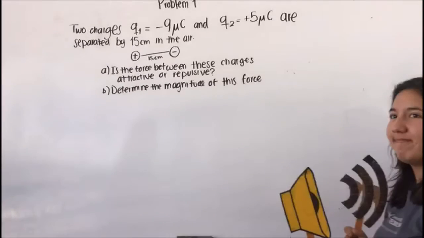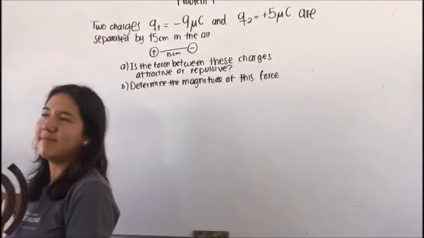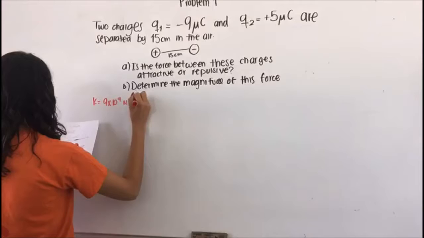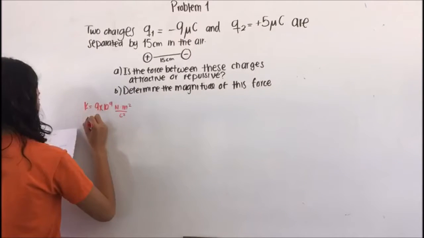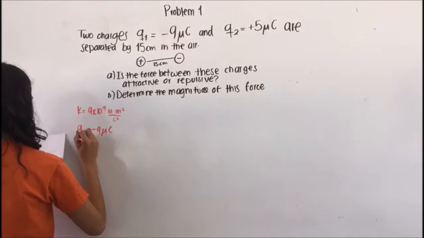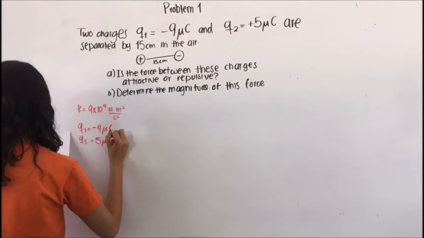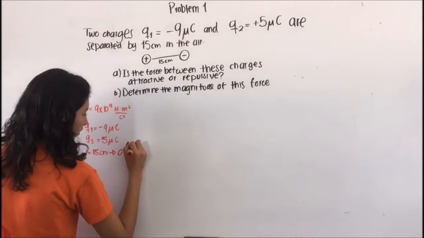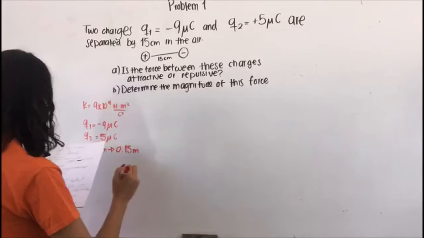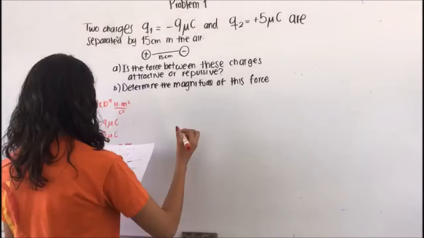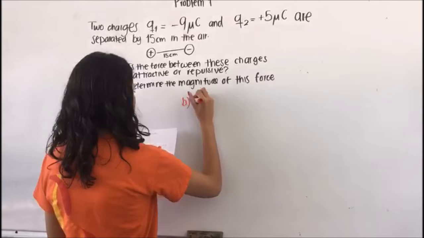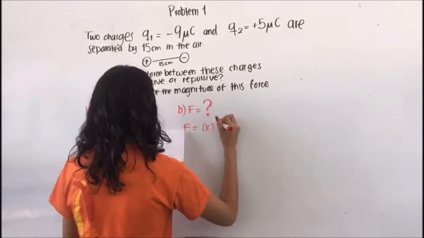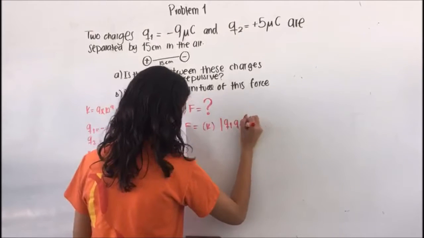First, we need to order our data. So we have K, that is 9 by 10 to the 9 newtons by square meters divided by square coulombs. Then we have Q1, that is minus 9 by 10 to the minus 6 coulombs, and Q2, minus 5 by 10 to the minus 6 coulombs. Then we have R, that is 15 centimeters, and we change it to meters, that is 0.15 meters. Okay, so the problem says that we need to get force.